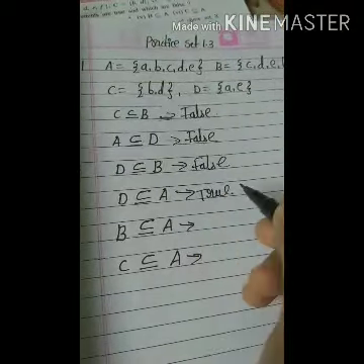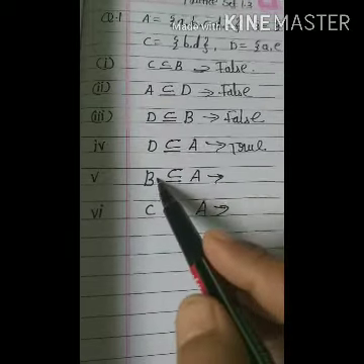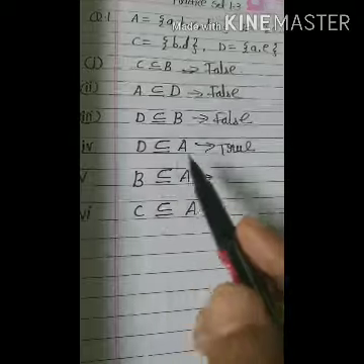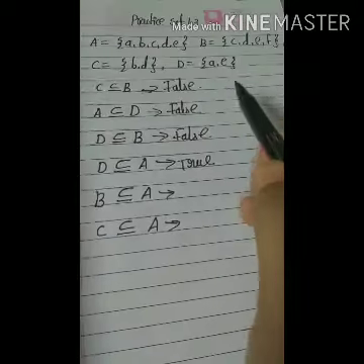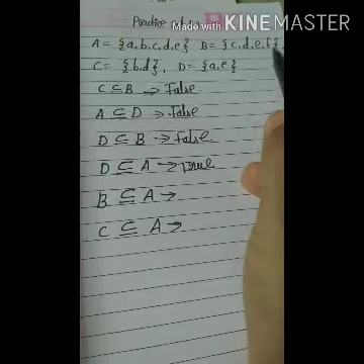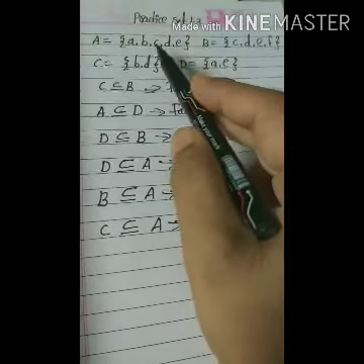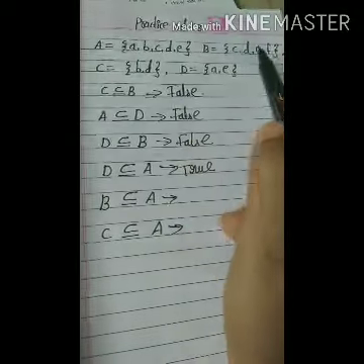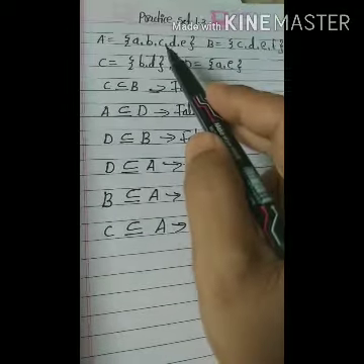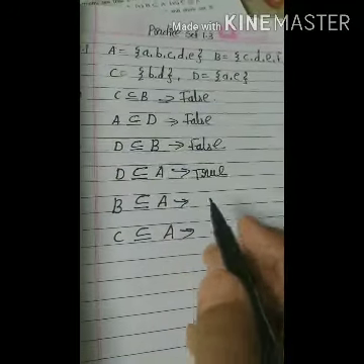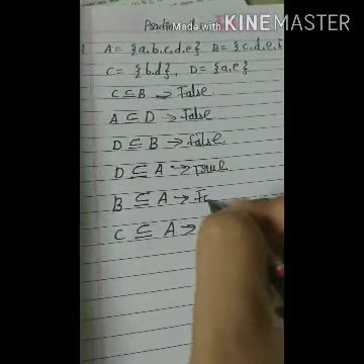Now, fifth one. B is a subset of A. It means all the elements of B should be present in A. Let's see now. What are the elements of B? C, D, E, F. Are all present here? C is there. Yes. D is there. Yes. E. But F is not there in the A. It means it is a false statement. Write down false.